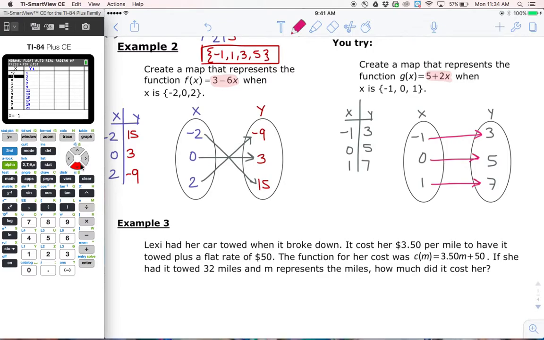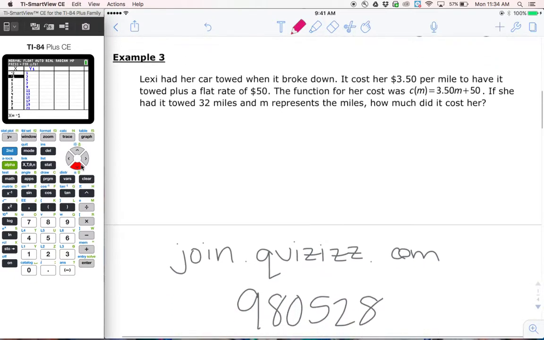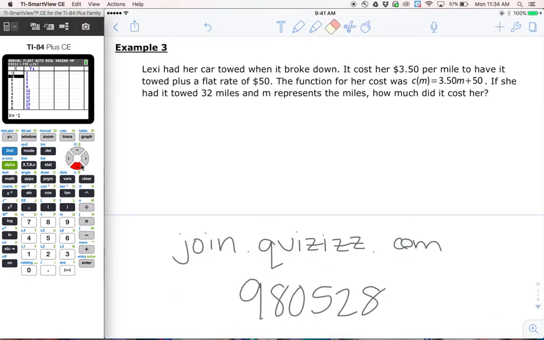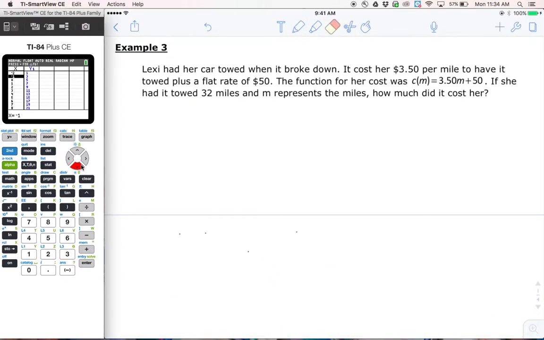And then last but not least, we've got a word problem here, right? A real life situation where you're going to need to find out the cost of something. This problem kind of describes how we came up with the equation, but then it also just gives us the equation, which is kind of nice. Okay, so we're going to go ahead and read this. Lexi had her car towed when it broke down. It cost her $3.50 per mile to have it towed, plus a flat rate of $50. The function for her cost was C of m equals 3.50 m plus 50.